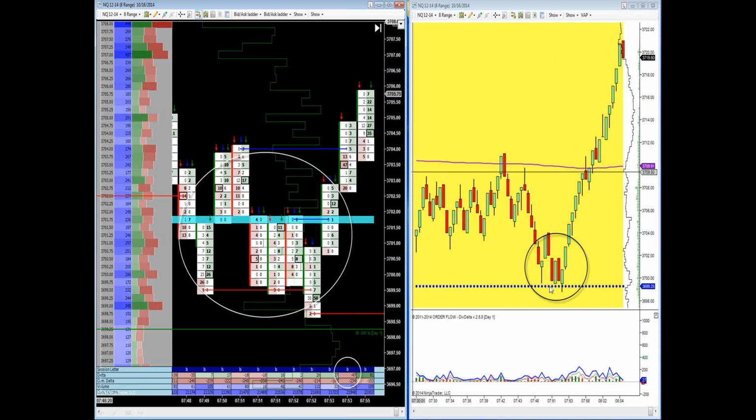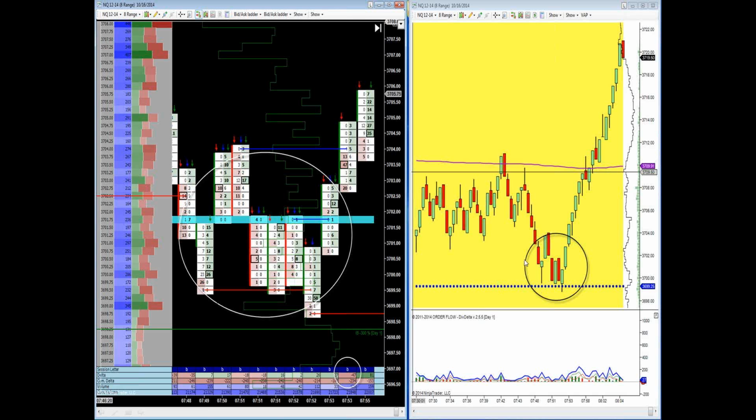So we're at support here. This is the previous day's value area. So we come down, we test this area right here. You can see it. So at this point, we don't know, is it going to bounce or is it going to bust right through?